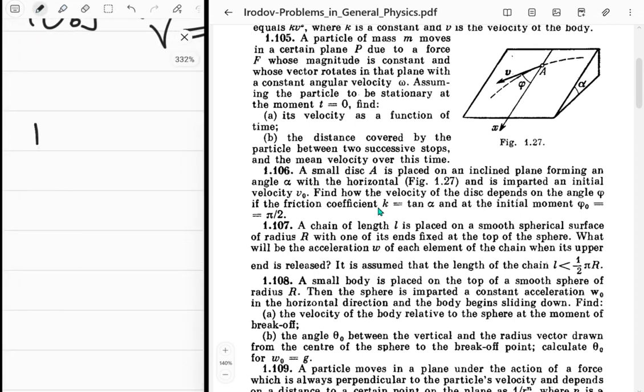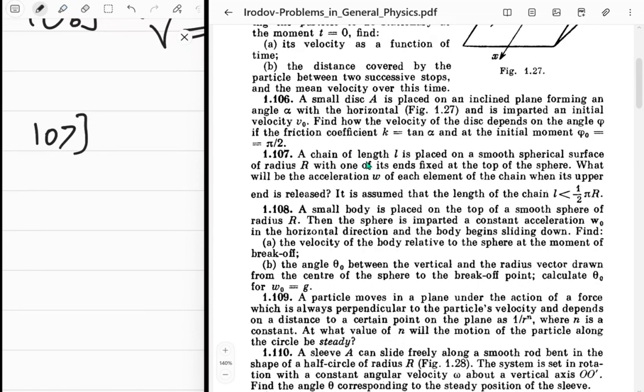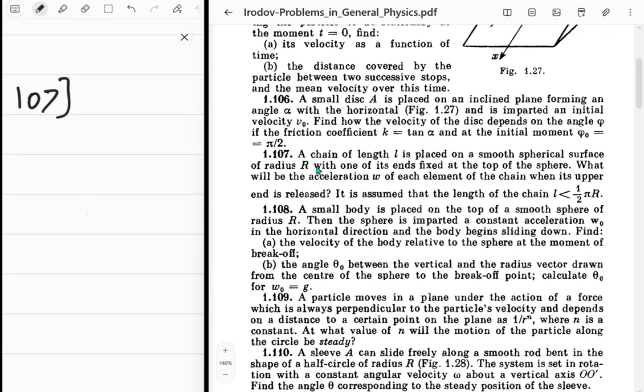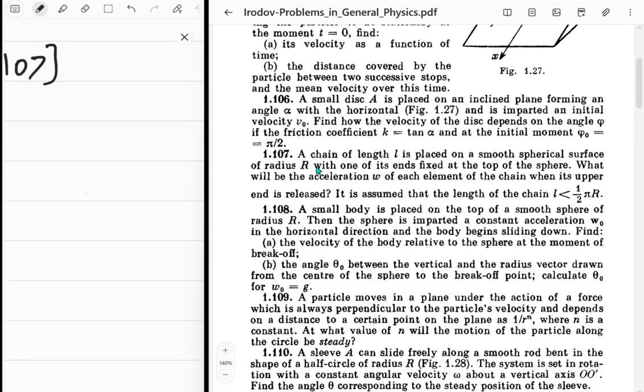Okay, 107. A chain of length L is placed on a smooth spherical surface of radius capital R, with one of its ends fixed to the top of the sphere. Have I done this once? No, I am not. The other question was a particle falling down from the surface, and I even forgot what the result was. But whatever.